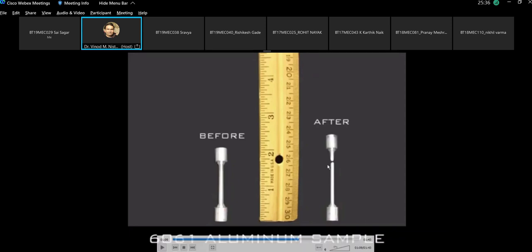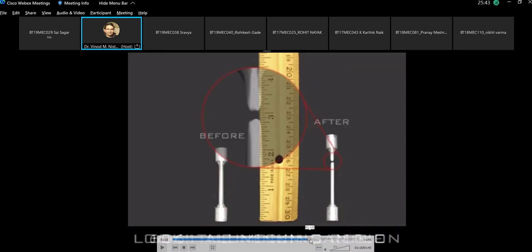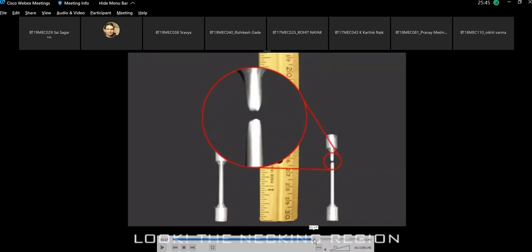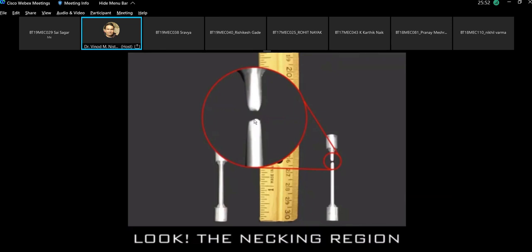So that void acts as a crack, and that crack expanded radially. And you can see here that it is a type of cup and cone fracture. In this, it means that the crack has expanded in such a way that the sample broke at an angle of 45 degrees. So from the center, the crack expanded at 45 degrees. So here it has created a cup type of structure, and here it has created a cone type of structure.